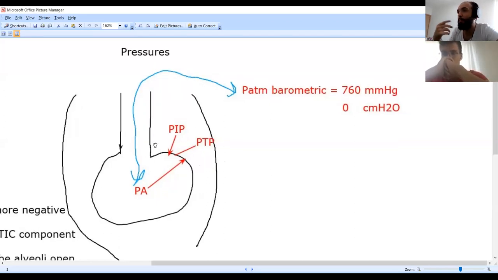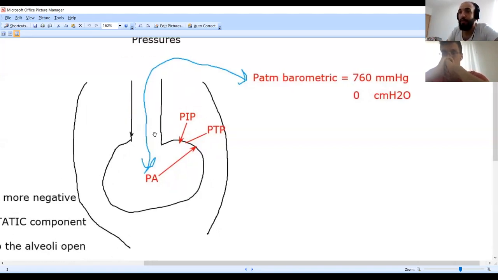So the second most important thing we will be talking about are the pressures. We have to understand the pressures. Why? Because we said the ventilation depends on pressure. So the air must move from a high pressure to the low pressure, right?